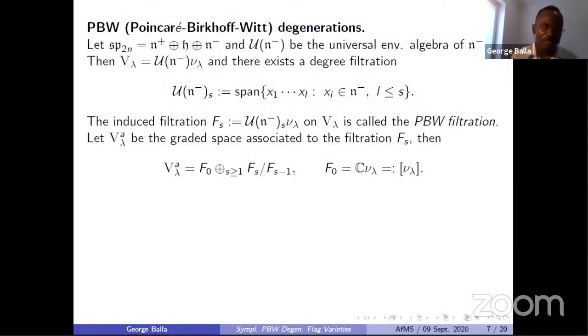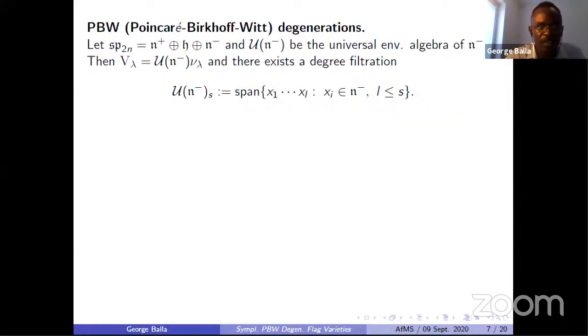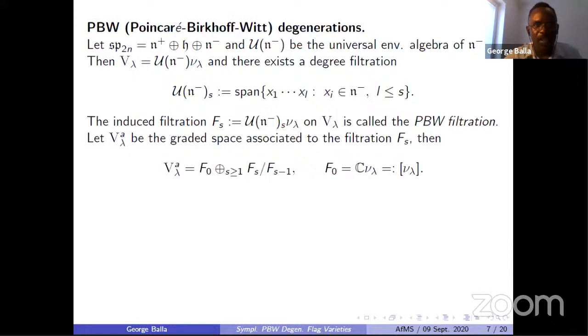Now, let us call V lambda A the graded space associated with the filtration F_s. Have I said what F_s is? Okay, yes: F_s is U(N minus)_S acting on v lambda. So V lambda A is this graded space, which is F naught direct sum with these quotients. F naught is the highest weight line, and we want to keep it. Then we take the quotients: we have all elements of degree S, and we filter out all elements of lower degree.